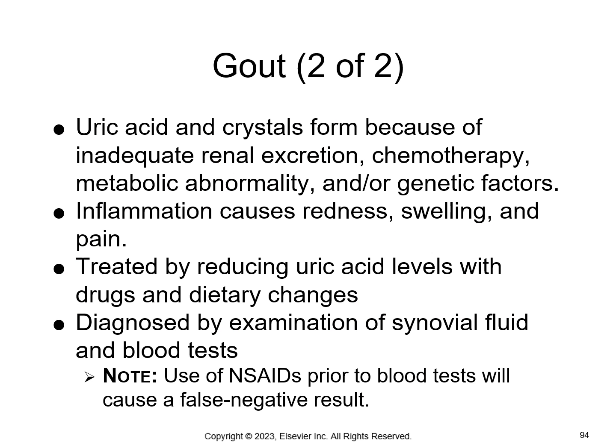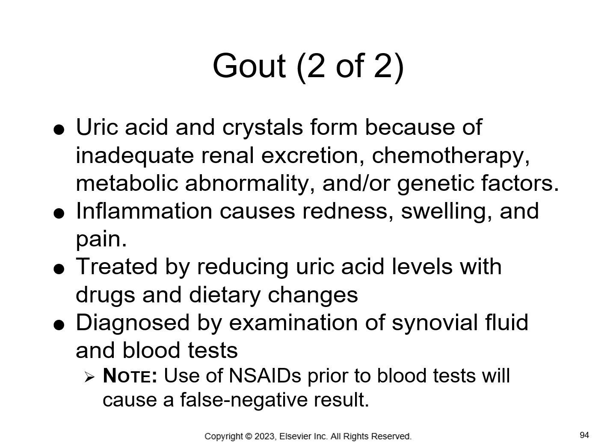So with gout, we have too much uric acid in the body. The body makes uric acid when it breaks down purines that are found in foods that we eat. Whenever there's too much uric acid in the body, those uric acid crystals will build up in the joints, fluids, and tissues in the body.